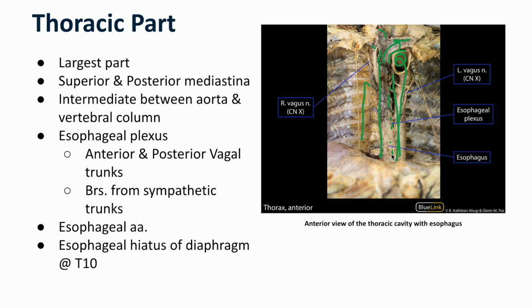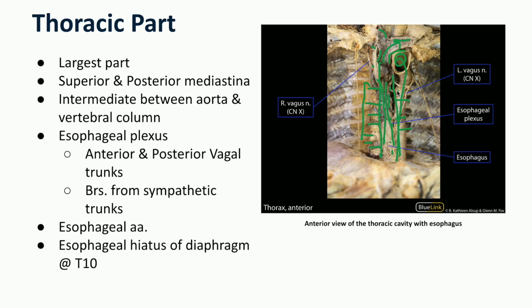Upon the esophagus is an esophageal plexus, which is a nervous plexus derived from two vagal trunks. There's an anterior vagal trunk, which runs anteriorly along the esophagus, and a posterior vagal trunk, which would be out of sight here, running along the posterior aspect of that esophagus. There will also be branches from the sympathetic trunks, which are just lateral here, providing preganglionic sympathetic fibers to that esophageal plexus.